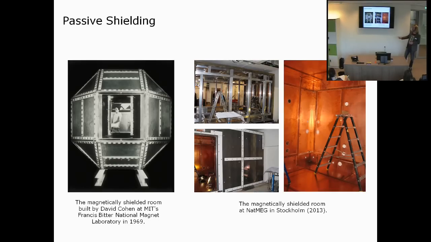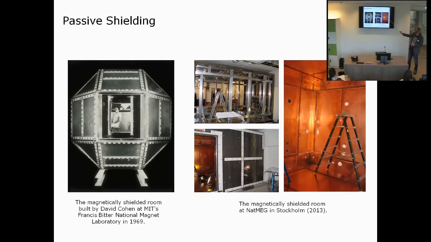And this is a view of the magnetically shielded room that was built at the NatMEG in Stockholm at the Karolinska Institute 2 years ago. This is actually very similar to the shielded rooms that you will have on your side, or the one that we have down here, which we'll see after the coffee break. The difference is that here you can actually see how the room is made, because there's no cover on the walls yet.